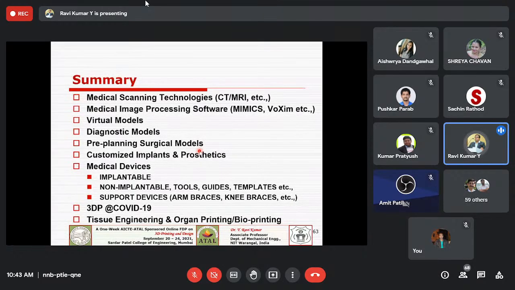I hope we have covered initially a bit of initial level applications like diagnostic or planning applications, and slowly we are getting into customized implants and prosthetics. We have never been into organ printing or bioprinting, but that's quite an interesting area which we can even think about, and you can even collaborate to work in that direction. That's going to be an exciting field.